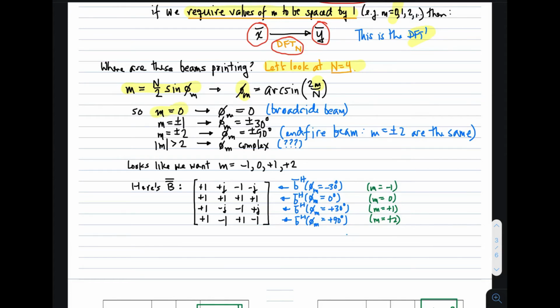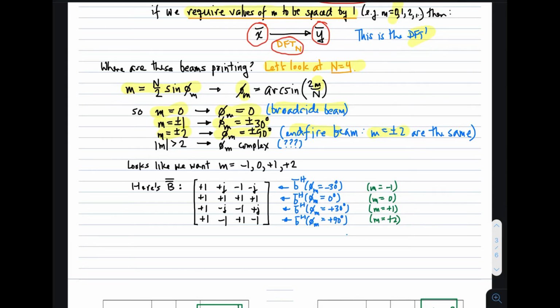So for m equals 0, we see right away that phi sub m equals 0, and that's a beam pointing broadside to the ULA. For m equals plus or minus 1, we see that phi sub m is plus or minus 30 degrees, respectively. For m equals plus or minus 2, we see that phi sub m equals plus or minus 90 degrees, respectively. Now 90 degrees is end-fire, and we know that for a lambda by 2 spaced array, we get the same beam whether we point plus or minus 90. The beam we get when we point plus 90 is the same beam we get pointing minus 90, again for this particular array geometry.